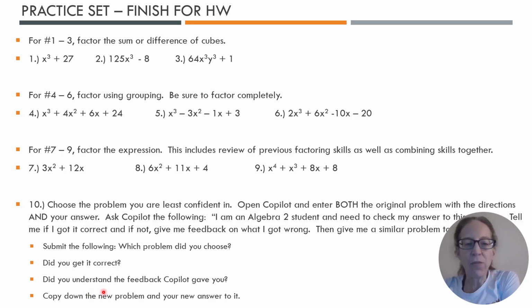And then copy down the new problem that you got and your new answer to it. So it should generate a similar problem to the one you were not confident in. You're going to write down what that problem is as well as the answer you got. And then hopefully either you got it right the first time, so you just got a little bit extra practice, or you got it wrong, but you got some feedback on it. You're going to see if that feedback helped you get it right the second time.